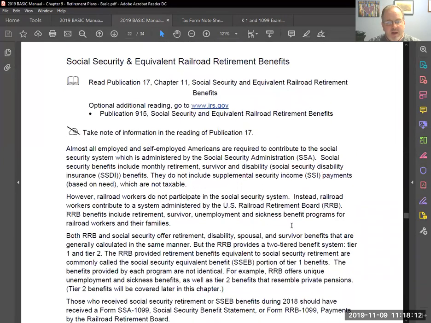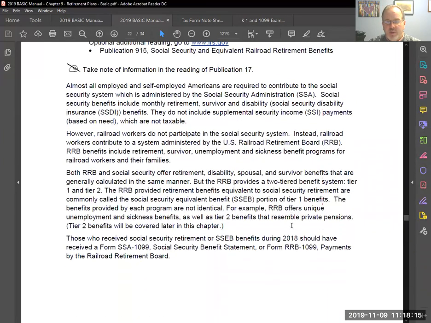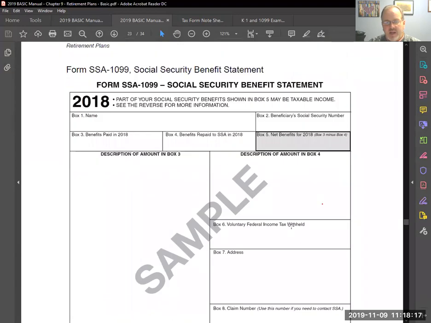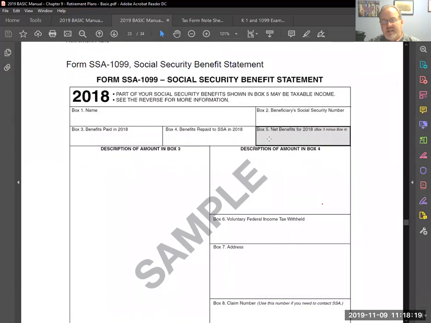Those forms show our benefits. On the 1099, this box that is kind of gray, box 5, is your pink box. Pink and blue, boys and girls together. So our SSA 1099, our Social Security benefit statement, has that pink box. That is the box that we will report on the tax return. Not the benefits paid in 2018, not the benefits repaid and subtracting that. We're going to do net benefits for 2018.